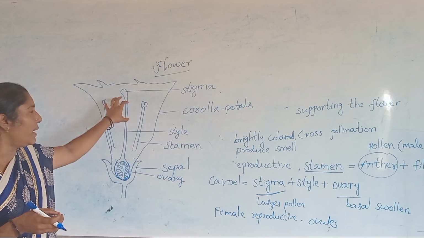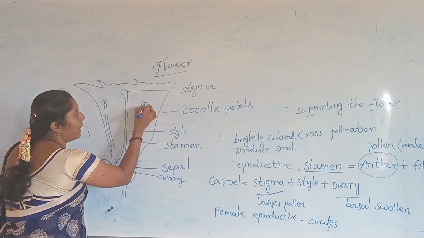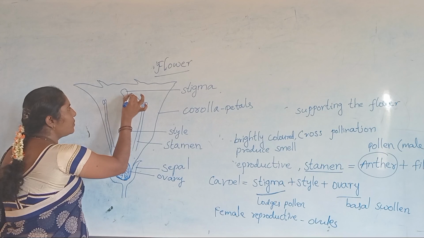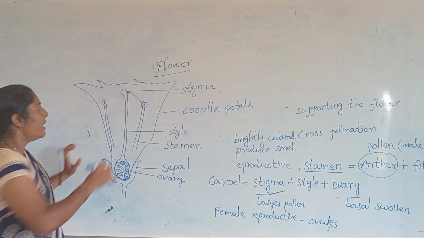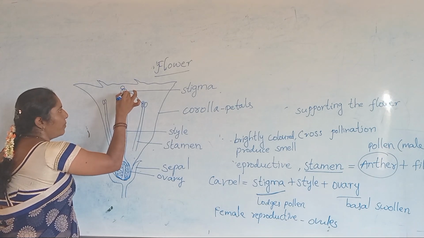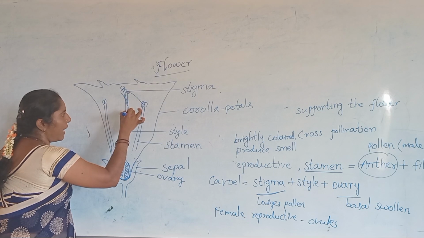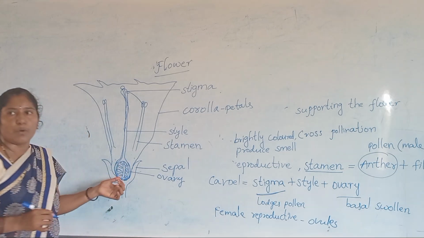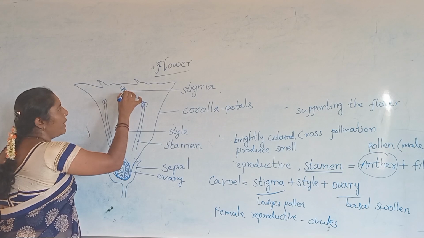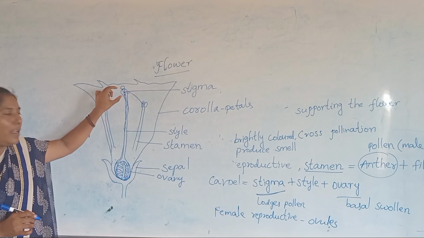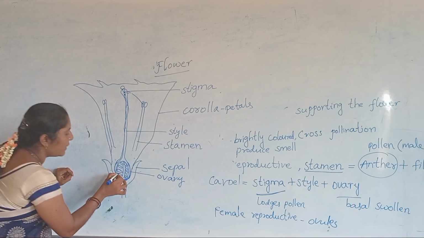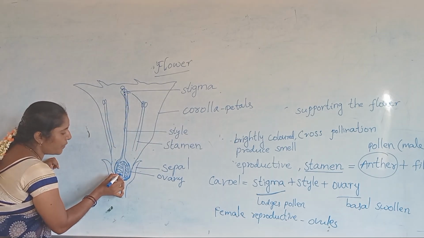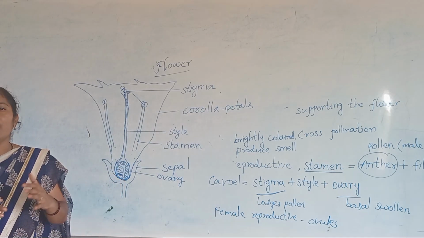When pollination happens, pollination means reaching of pollen. Here in the anther, pollen is produced. When the pollen reaches the stigma, it produces the pollen tube, and it reaches the ovary. The male gamete, the male nucleus, is present in it. That male nucleus reaches the ovule and fuses with the ovule. Then fertilization will happen.